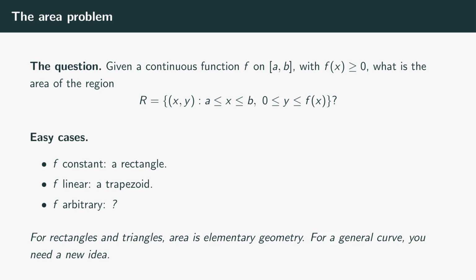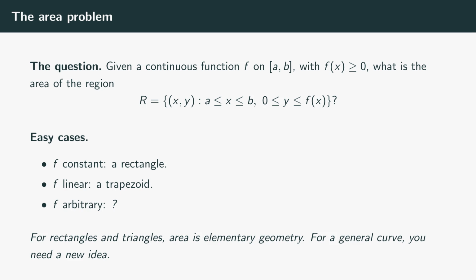For some functions, the answer is geometry. If f is a constant, the region is a rectangle. Height times width. Done. If f is linear, it's a trapezoid. Average of the 2 parallel sides times width. For any other shape of f, you're stuck. Classical geometry has no formula for the area under a parabola, much less a sine curve. You need a genuinely new idea.